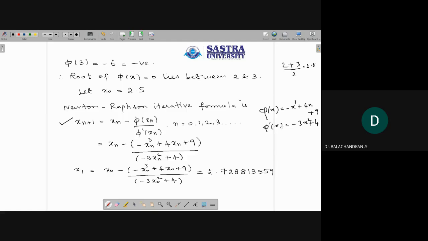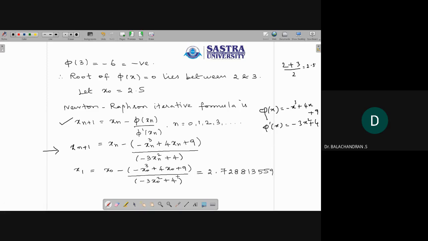So we know phi dash of x, so replace x by x_n: minus 3x_n square plus 4. Once you have up to this level, now you should substitute n equal to 0, 1, 2, 3, and so on. If I substitute n equal to 0 here, x1 equals x naught minus (x naught cube plus 4x naught plus 9) divided by (minus 3x naught square plus 4).